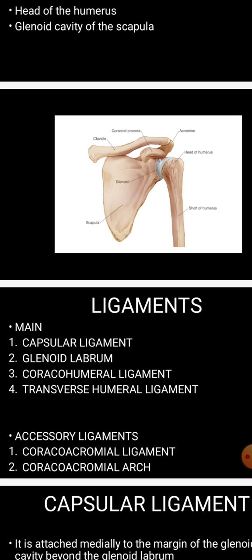Now coming to the ligaments. I have categorized the ligaments into two parts here. First is the main ligaments, which include the capsular ligament, the glenoid labrum, the coracohumeral ligament, and the transverse humeral ligament. So these four are the main supports of the shoulder joint. Other than these, there are two ligaments called the accessory ligaments.